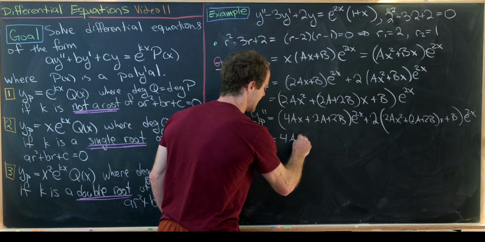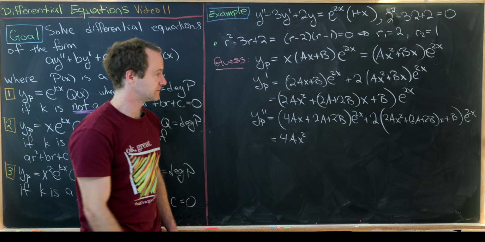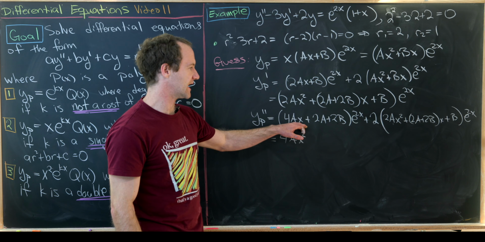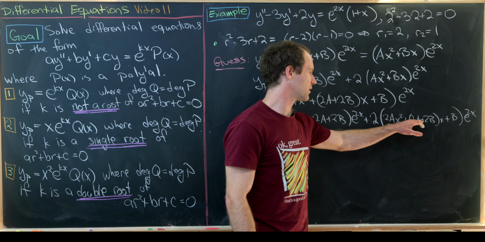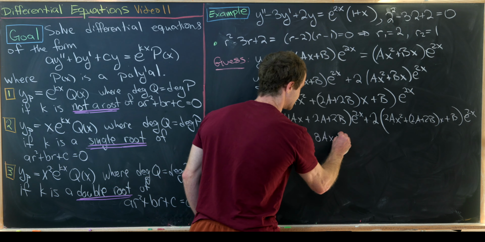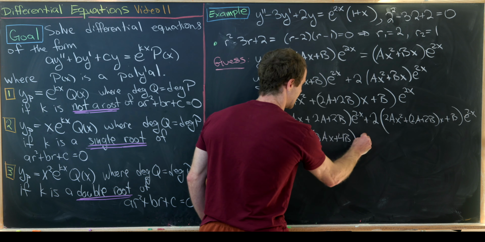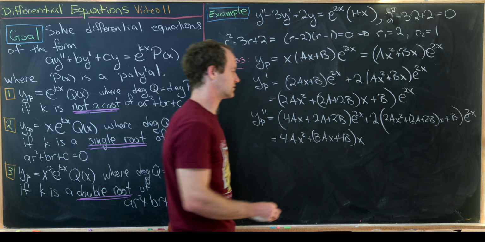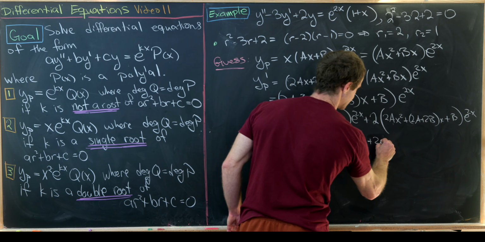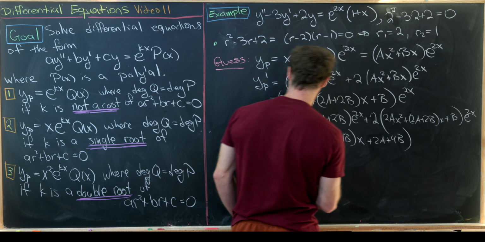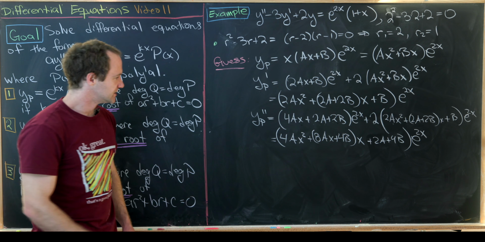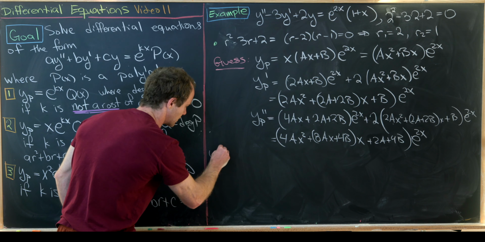We have 4ax squared from this. Then we'll have 2a plus 2b, and then we'll have a 4ax here, and then a 4a plus a 4bx. So in the end, that'll be an 8ax plus 4b times x. Then our constant term will be 2a plus 4b, and then that's all multiplied into e to the 2x. Okay, so a lot is going on here, but now let's plug that into our original differential equation.